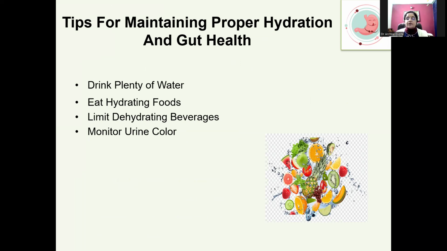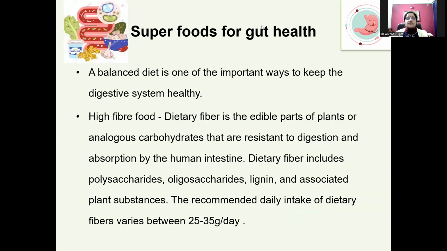The natural urine color is pale yellow. If it is very clear like water, then you are taking too much water, so reduce your water intake. If it is on the yellower side, more than pale yellow, then you are taking less water. Just keep a check on your urine color.